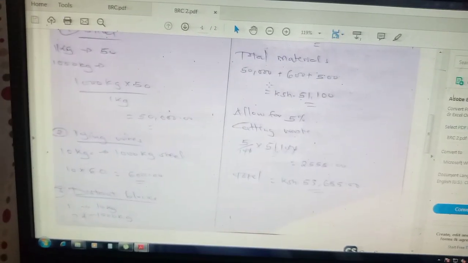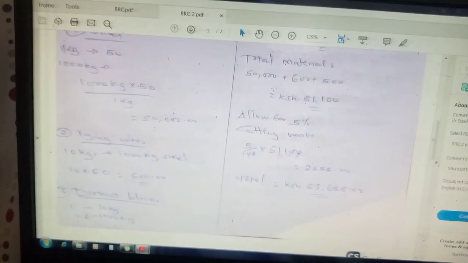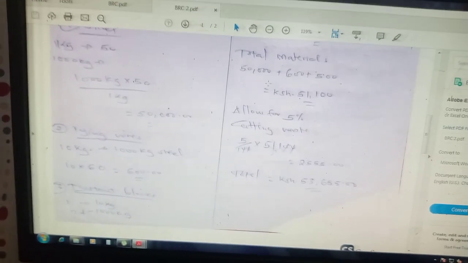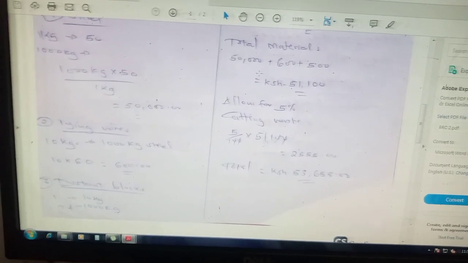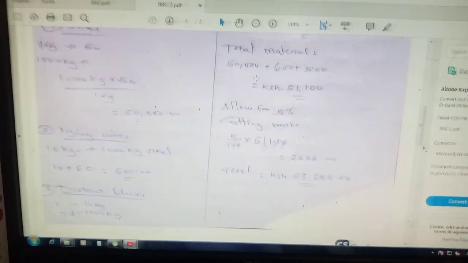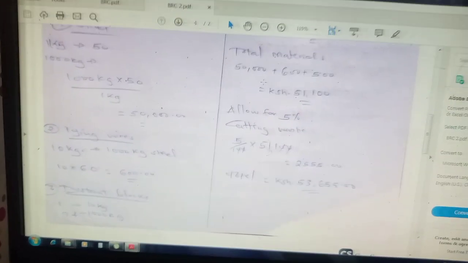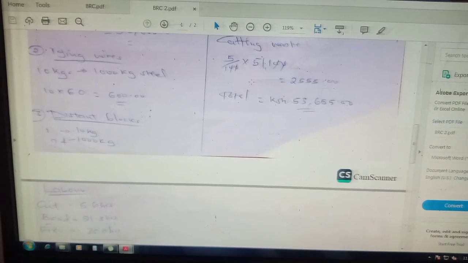Okay, then tying wires, that is the next item. We were told in the data above that 10 kgs will be used to tie 1000 kgs. So you'll just take 10 times 60, you'll get 600, because we have 1000 kgs to tie. So you multiply that 10 by 60 to get 600 shillings. That is the cost for tying wires.